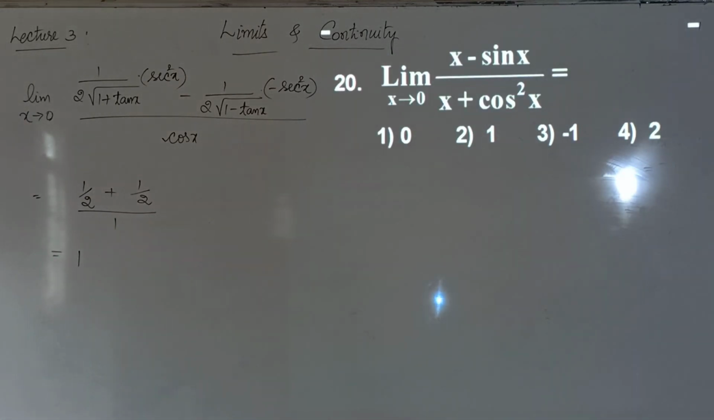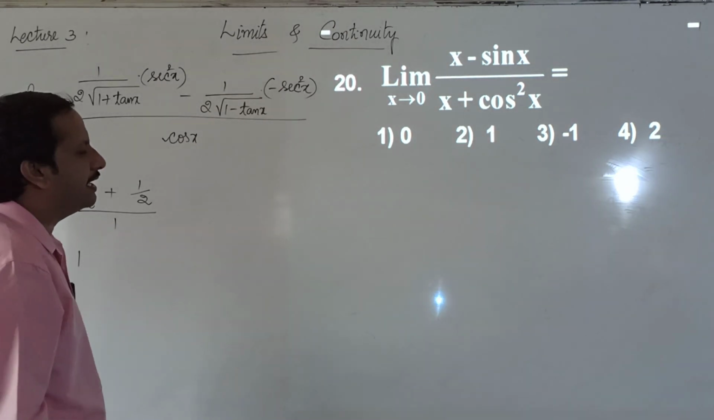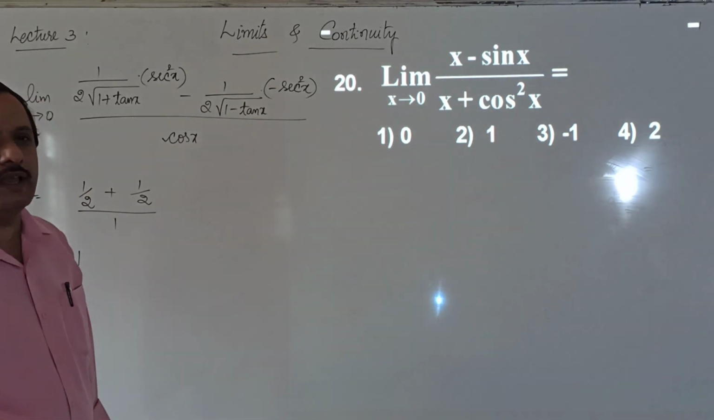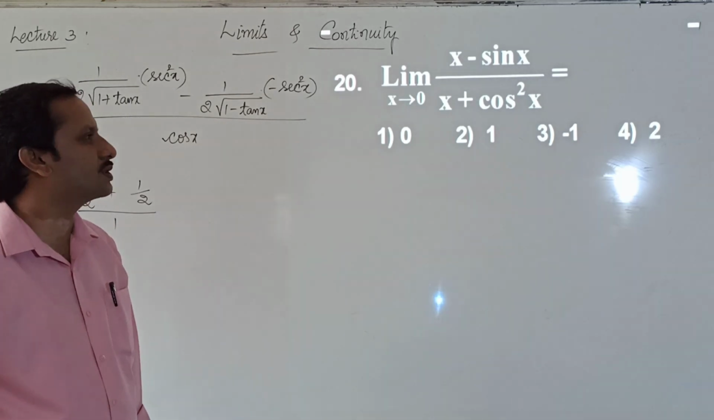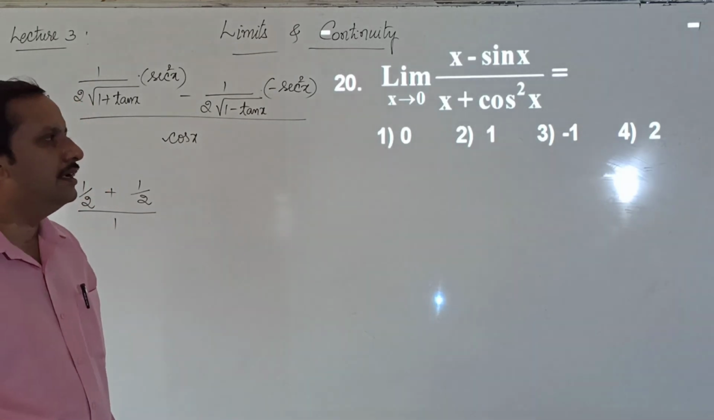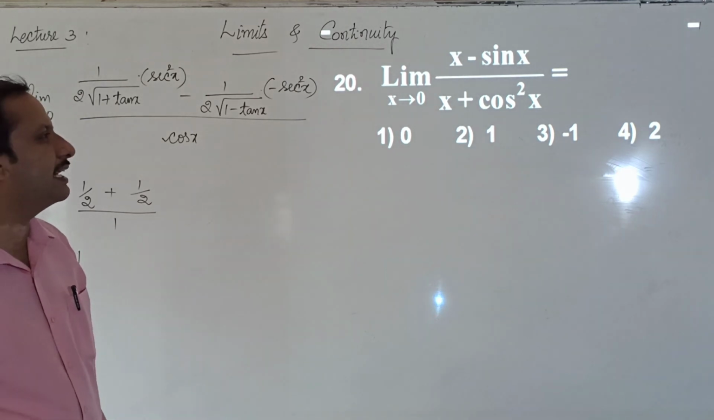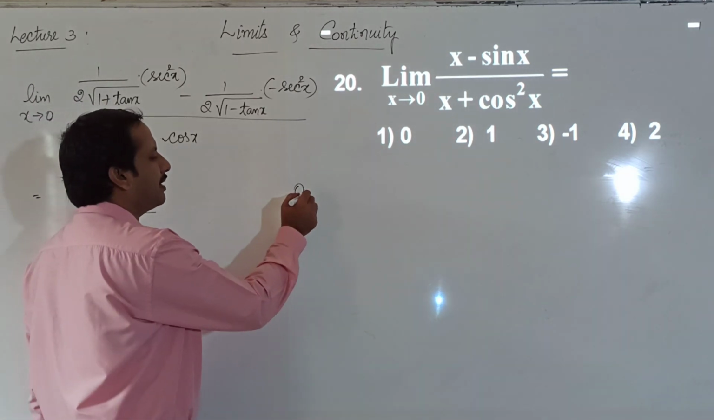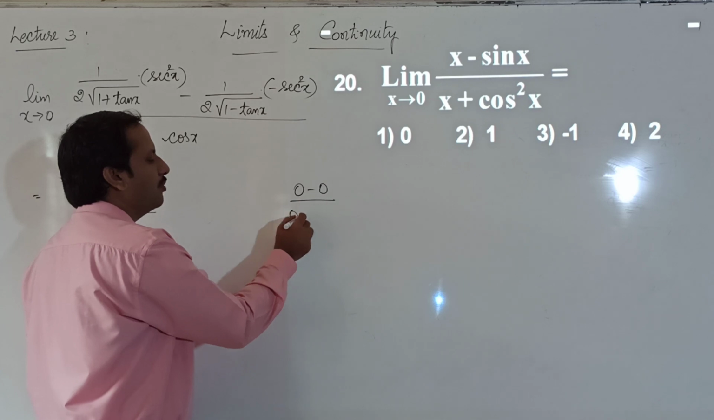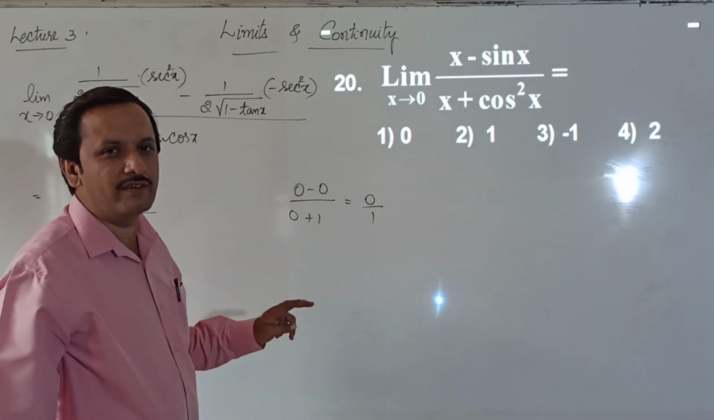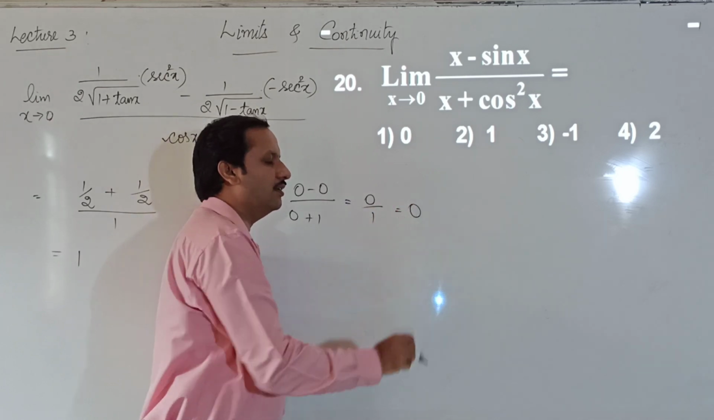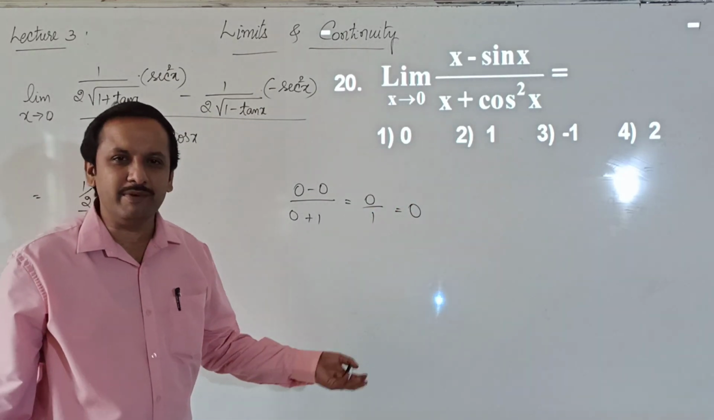Okay. Look at question number 20. Limit x tends to 0, x minus sin x divided by x plus cos square x. Now, if I directly apply the limit, numerator is 0 minus 0, denominator is 0 plus 1. That's equal to 0 by 1. This is not an indeterminate form. You can directly write this answer as 0. When we directly apply the limit, we will get the answer.